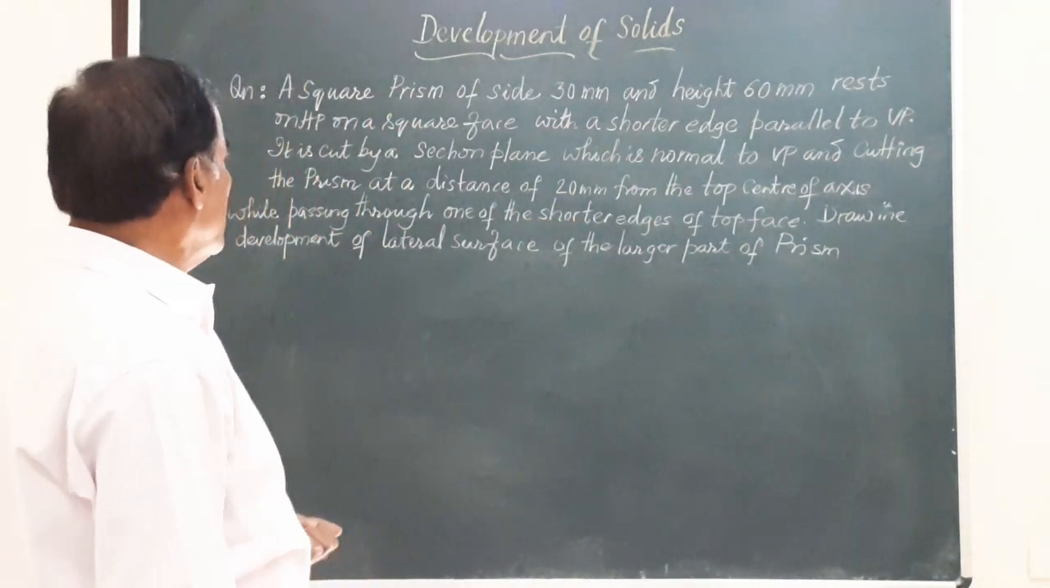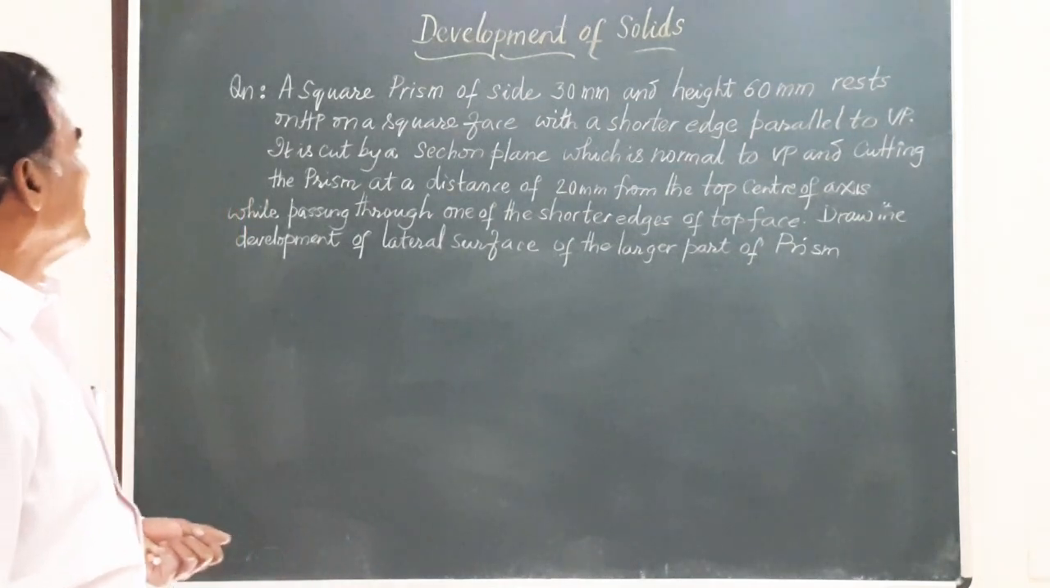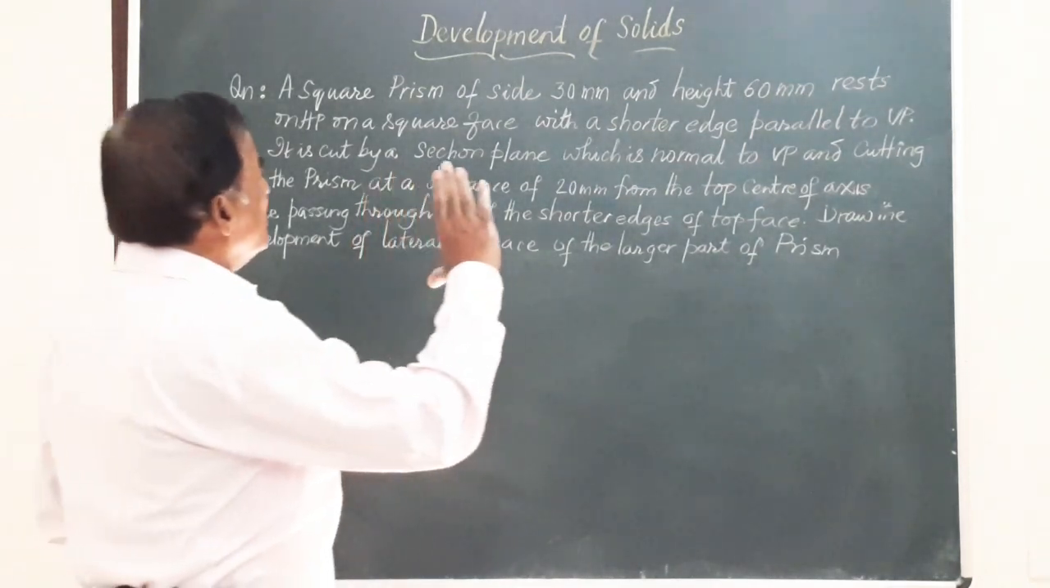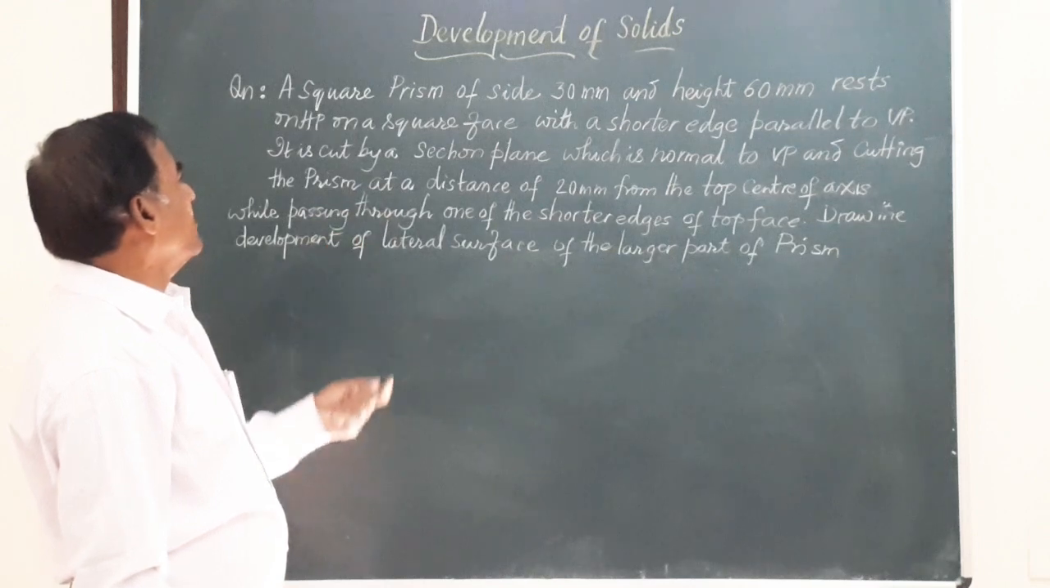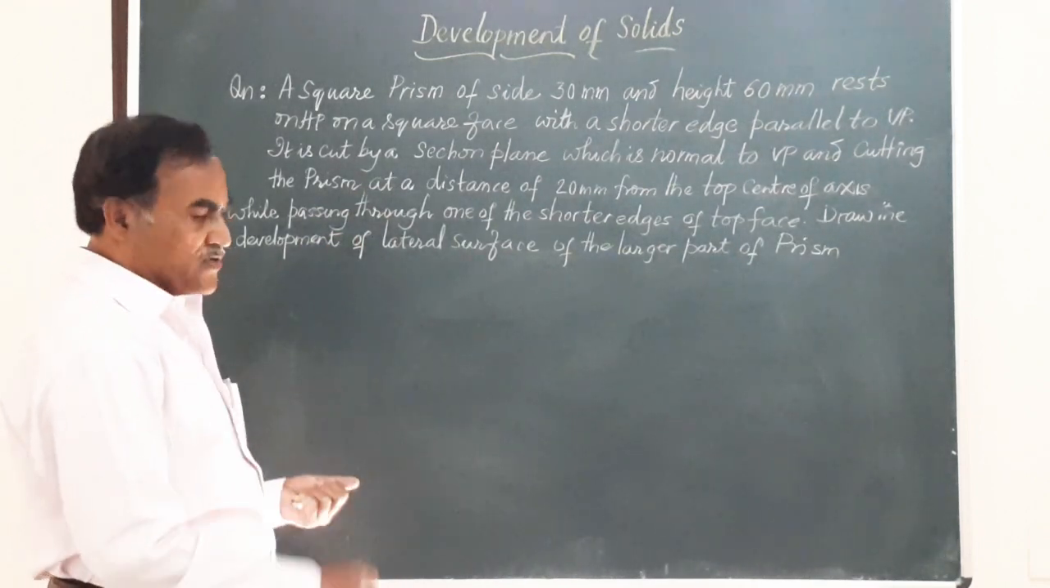Friends, in today's session, we will have the development of a square prism, and the dimensions of the square prism are given here. The problem runs like this: a square prism of side 30 mm and height 60 mm rests on HP on one of the square faces with a shorter edge of that face parallel to VP.